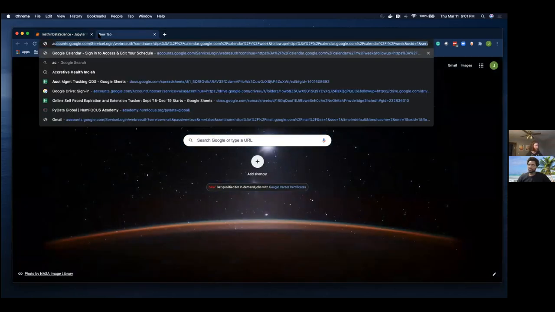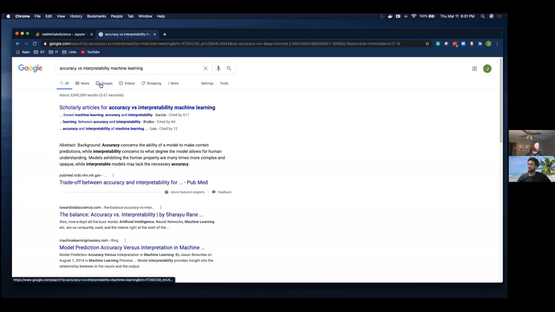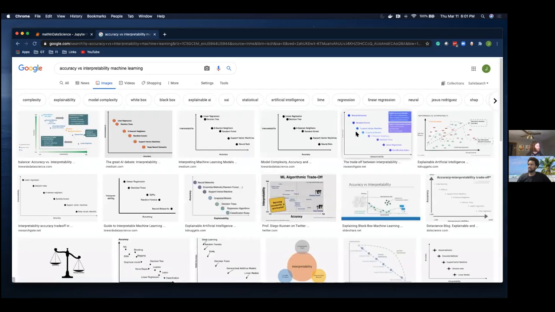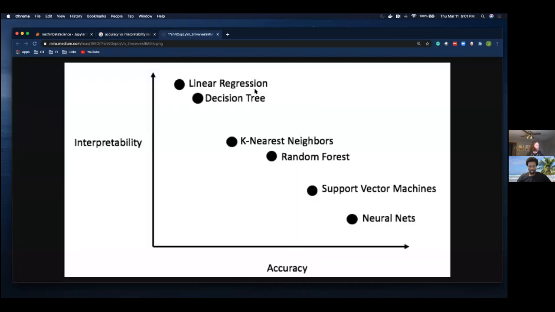Let's take a little bit of a detour. There's this visualization I really like. So these are all different machine learning algorithms. I'm going to be talking a little bit about k-nearest neighbor next, and I'm also going to be talking about linear regression. We see where linear regression is on this, and we see that it's not a very accurate model in comparison to all these other algorithms, but it's super interpretable.